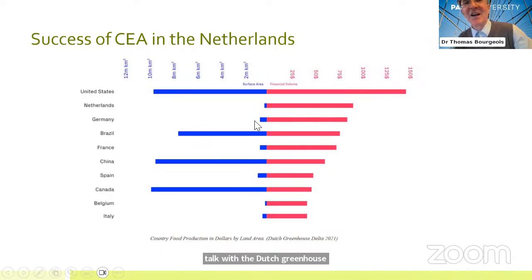Again, this is measured data, and I'd like you to please focus on the top 2 lines. Line number 1, which is the United States, and line number 2, which is the Netherlands. This is 2 variables graphed on a single line. From the center to my left, the blue, this is the land surface area in farming, in agriculture. And from the center to the right, the red, that's the financial value of food exports.